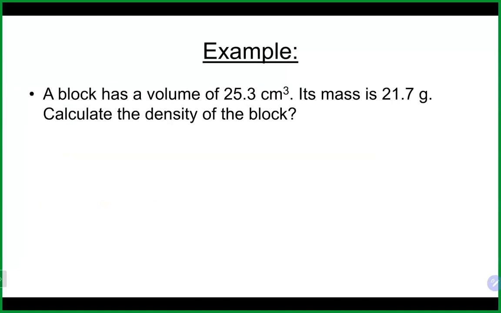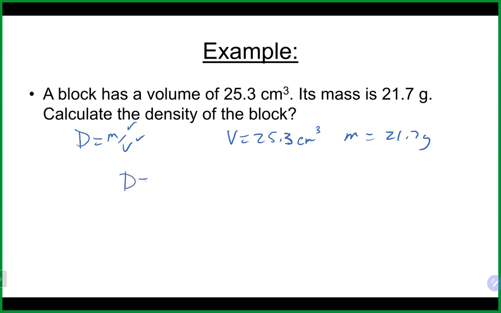So let's take a look at examples. Take a moment here. What is the density of a block that has this? Obviously, we're looking for density, which is mass divided by volume. In this case, we have the volume given to us at 25.3 cubic centimeters. We have the mass, which is 21.7 grams. So once again, we have both of the things that we need to calculate the density.